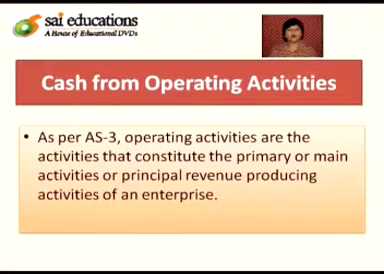First of all, cash from operating activities. As per Accounting Standard 3, operating activities are the activities that constitute the primary or the main business or the principal revenue producing activities of an enterprise. Suppose a company manufactures books, then the raw material it bought to manufacture books, the manufacturing expenses it incurred, and the revenue generated by selling the books, all the items will be known as operating activities.